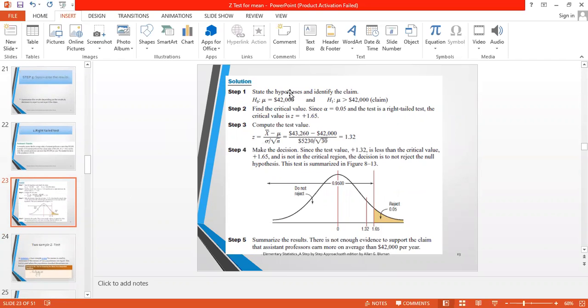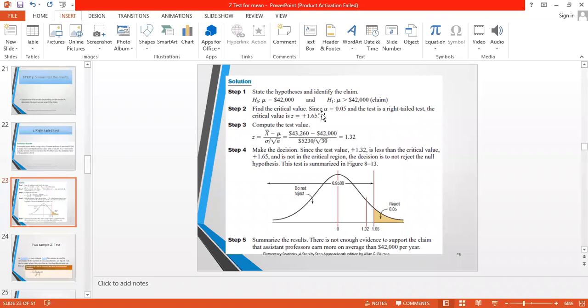First, we state the hypothesis and identify the claim. Our null hypothesis is that the salary of a professor is equal to $42,000, and our alternate hypothesis is that the salary of an assistant professor is more than $42,000. This is the claim of the researcher. Now we solve this claim. Find the critical value.